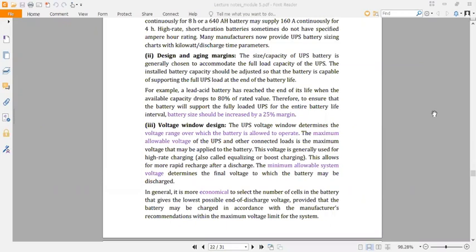Okay, so maximum allowable voltage is the maximum allowable voltage of the UPS and the other connected load. It is the maximum voltage that may be applied to the battery. Okay, and that voltage is used for high rate charging. And the minimum voltage determines the final voltage to which the battery may be discharged.